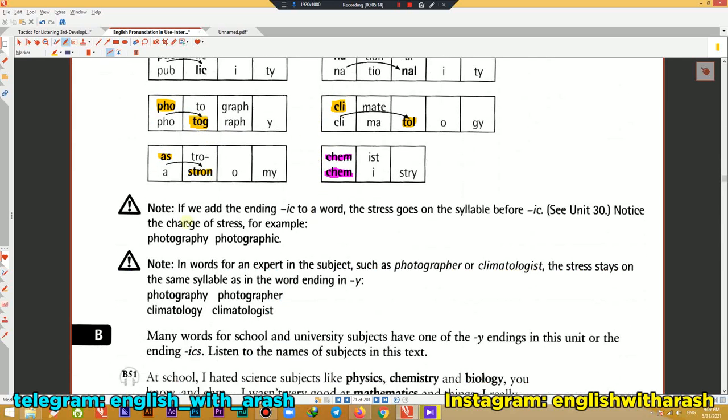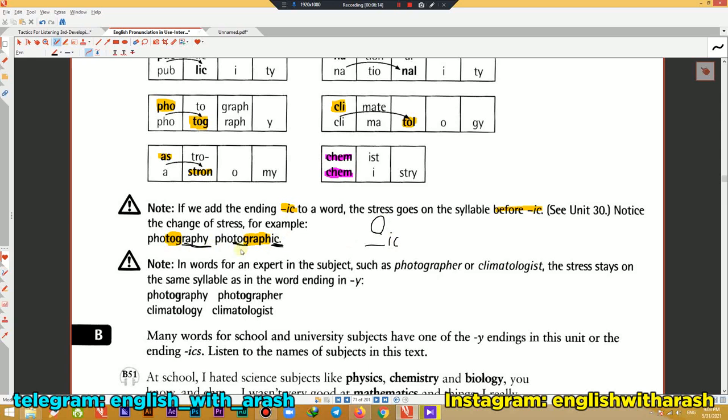Okay. Notice that if we add the ending IC to a word, the stress goes on the syllable before IC. For example, we say photographer, stress is on tog. If I add photographic, it goes right before ik. So photography, but now it's not on ta, it's on gra, photographic. So when you add the ik ending, stress goes before ik. Here stress moves to the ending part before ik, photographic.